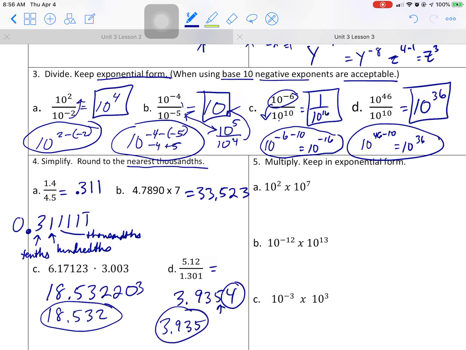All right, this one says keep in exponential form. So this is 10 to the 2 plus 7 equals 10 to the 9. 10 to the negative 12 plus 13 equals 10 to the 1 or 10. 10 to the negative 3 plus 3 equals 10 to the 0, which is a 1. So it's not even a 10 anymore. Okay? That's it.